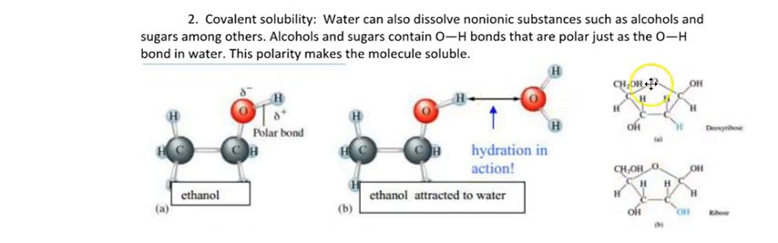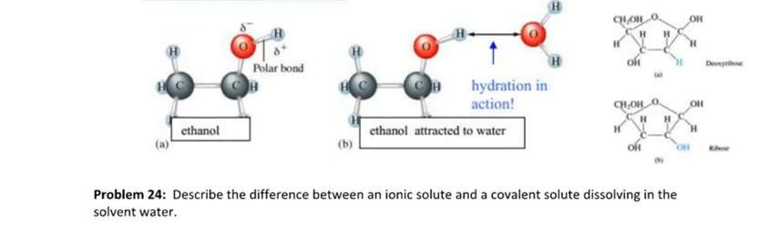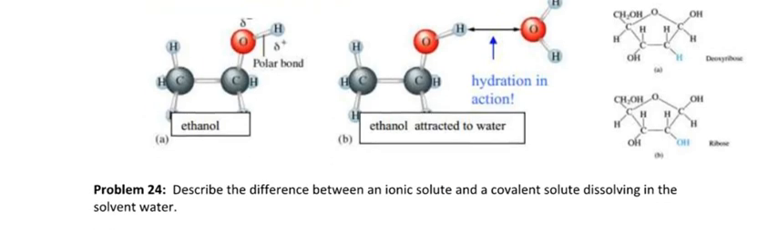The same thing can be said of your different kinds of sugars. Look at all these OHs. Look at the OH, look at the OH. The same thing is going to happen. That's why sugar is so soluble in water, and that's how you can make such sweet tea, because of this attraction. So problem number 24 says, describe the difference between an ionic solute and a covalent solute dissolving in the solvent water. Take a minute, jot down some ideas, and I'll come back and give you my ideas.